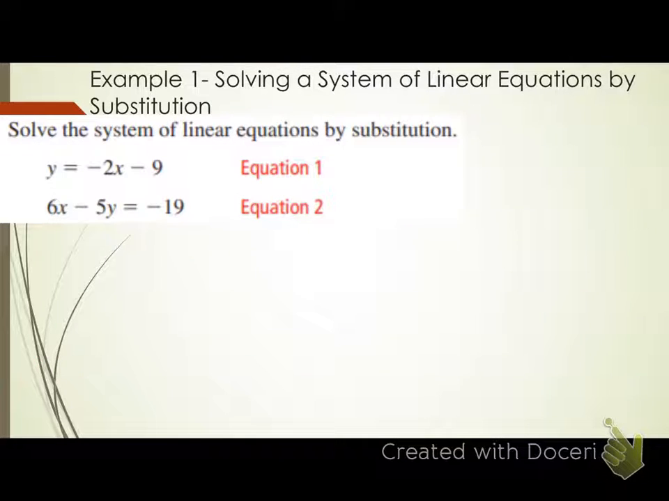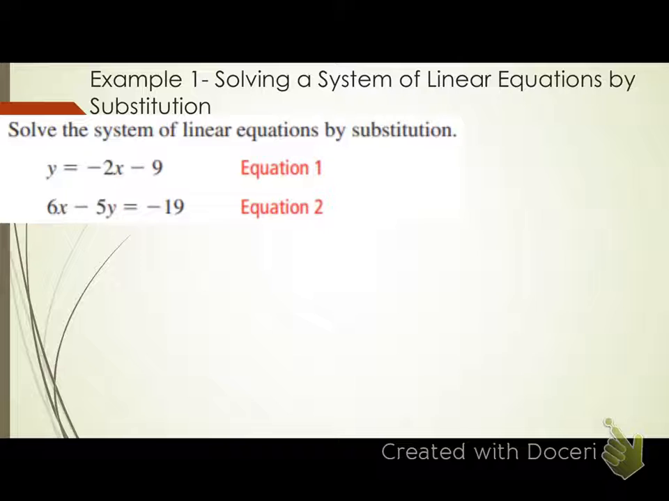Moving on. Example 1. Solve the system of linear equations by substitution. So we got a system of linear equations. y equals negative 2x minus 9. 6x minus 5y equals negative 19. What did step 1 on my previous slide say to do? Solve one of my equations for one of my variables.